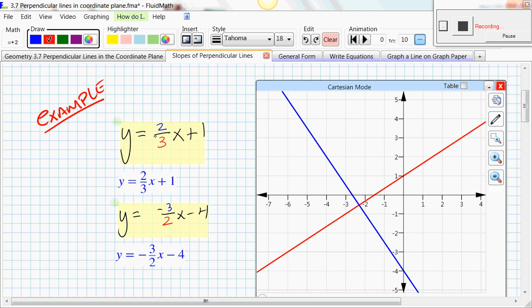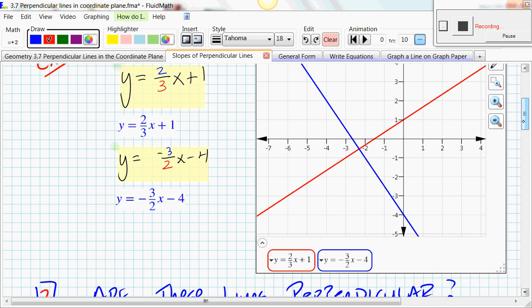So I have two equations, y equals 2/3 x plus 1, which I put onto the graph, and then y equals negative 2/3 x minus 4. 2/3 x plus 1 has to be this red graph because the slope is up 2 and over 3. And then the blue graph has to be negative 2/3 x minus 4 because you go down 3 and over 2 to get the slope.